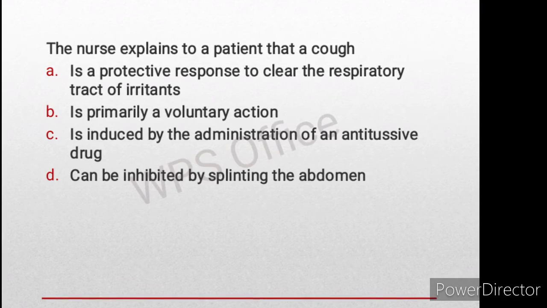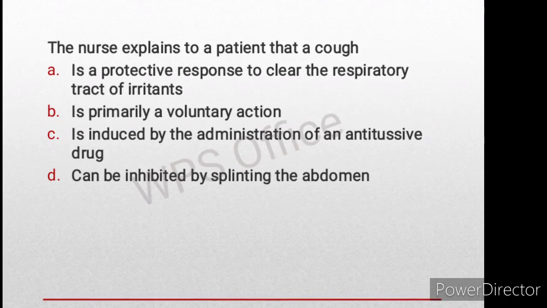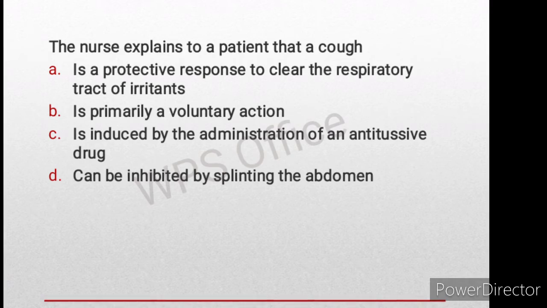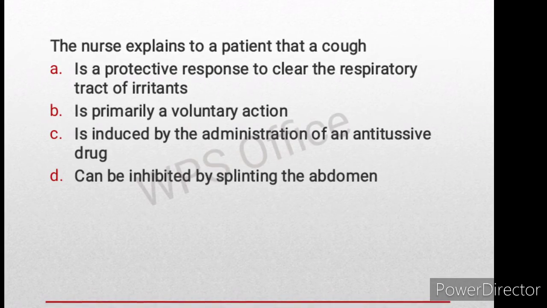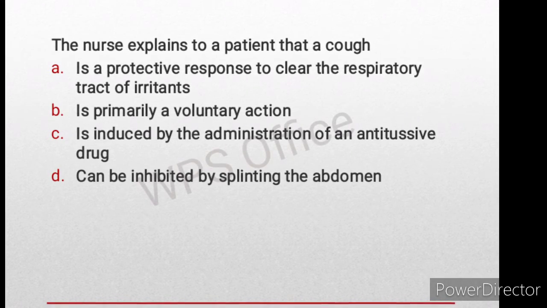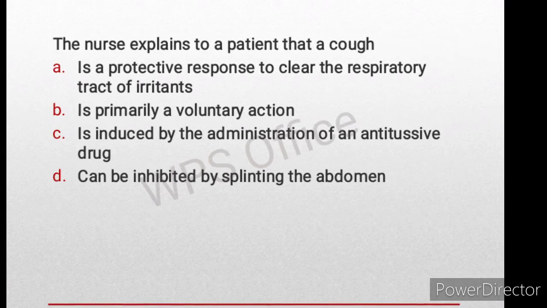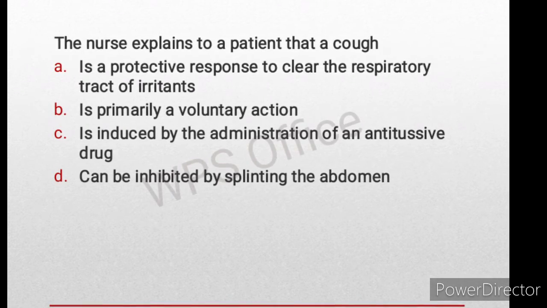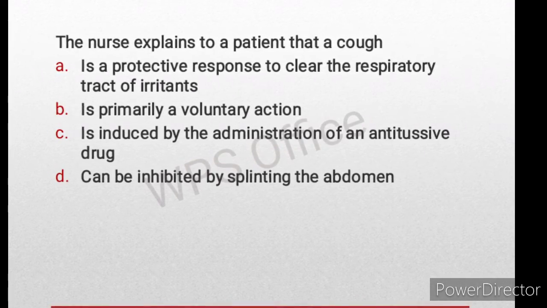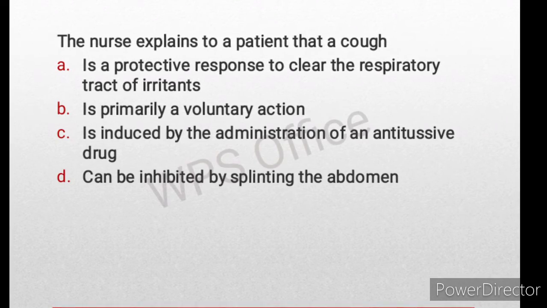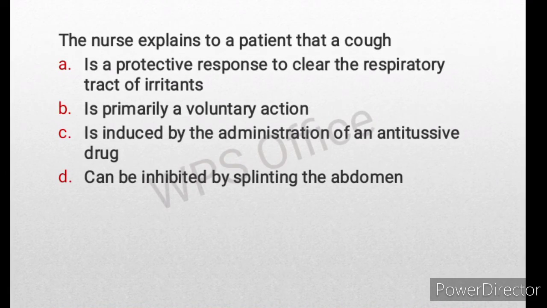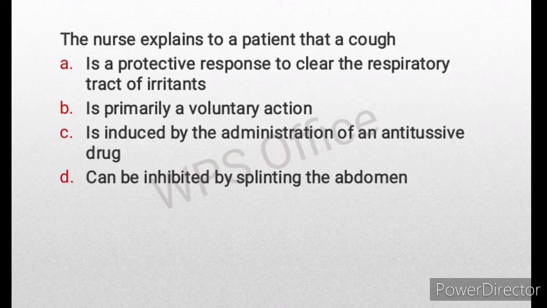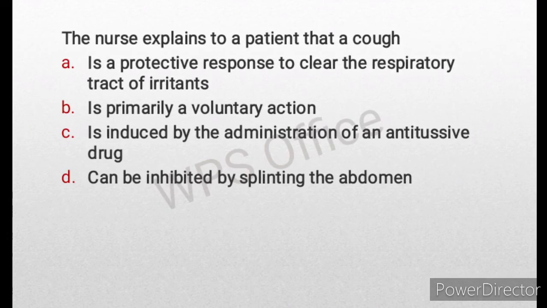The next question is, the nurse explains to a patient that a cough, A, is a protective response to clear the respiratory tract of irritants. B, is primarily a voluntary action. C, is induced by the administration of an antitussive drug. D, can be inhibited by splinting the abdomen.